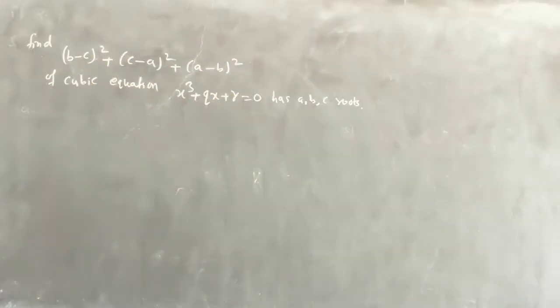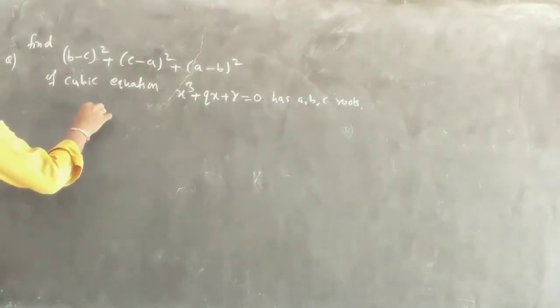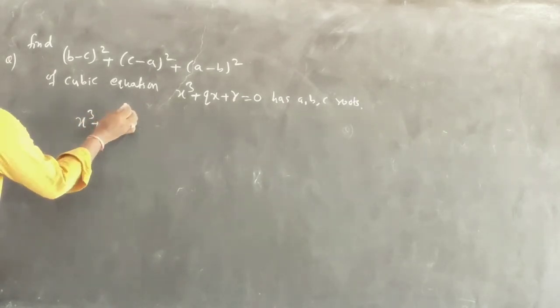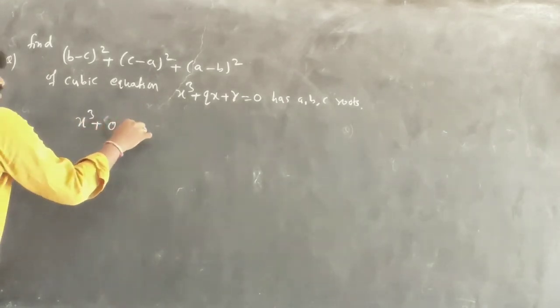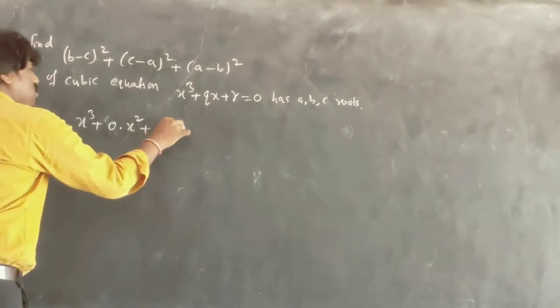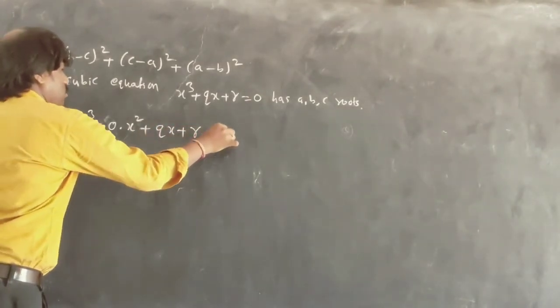Now here, find the value of (b minus c) whole square plus (c minus a) whole square plus (a minus b) whole square, where the cubic equation x cube plus qx plus r equal to 0 has the roots a, b, c. So a, b, c are the roots and we are asked to find the value of this. So this expression is x cube plus 0 times x square plus q times x plus r is equal to 0.